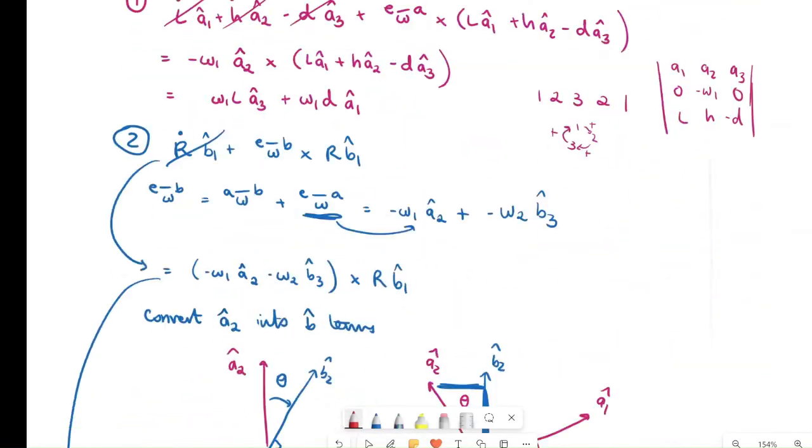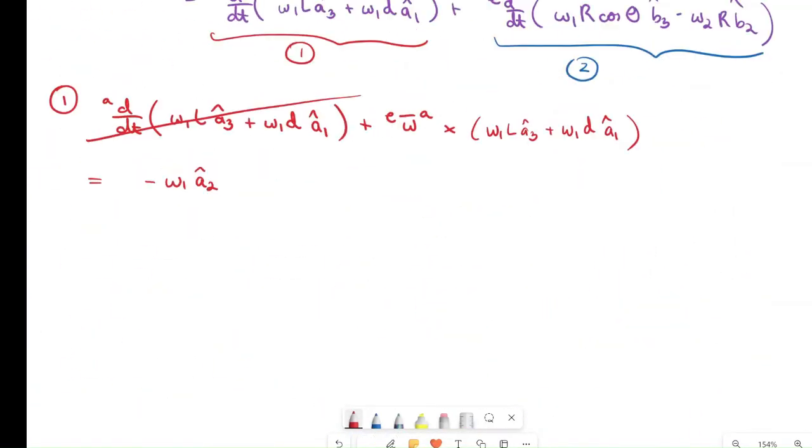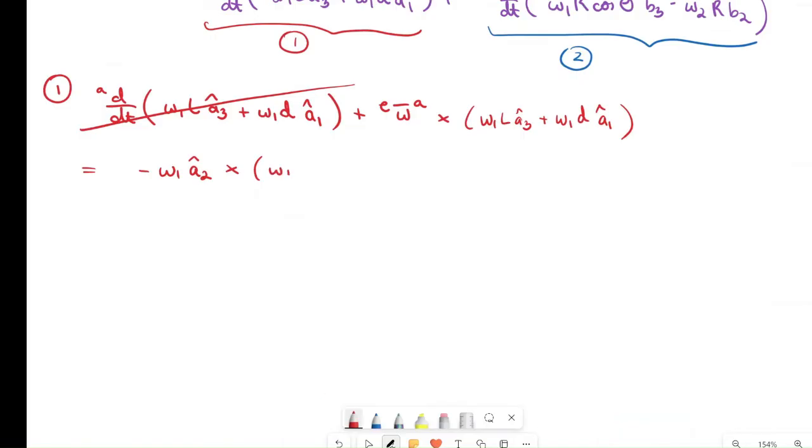Negative omega 1 A2 hat crossed with omega 1 L A3 hat plus omega 1 D A1 hat. And then this will just give us omega 1 squared L A1 hat, so the negative A1 hat direction, plus omega 1 squared D A3 hat. That makes sense because A2 cross A1 would be negative, and then negate that, which is a positive. Okay, so this is the first part.